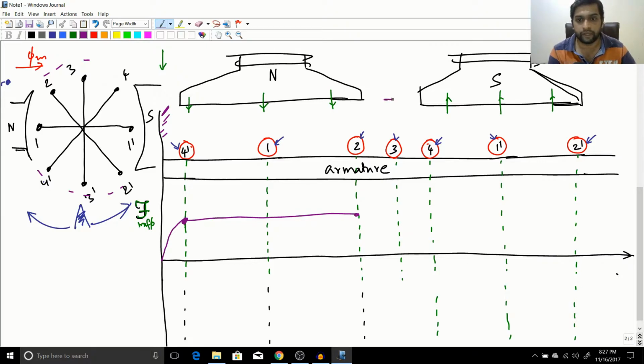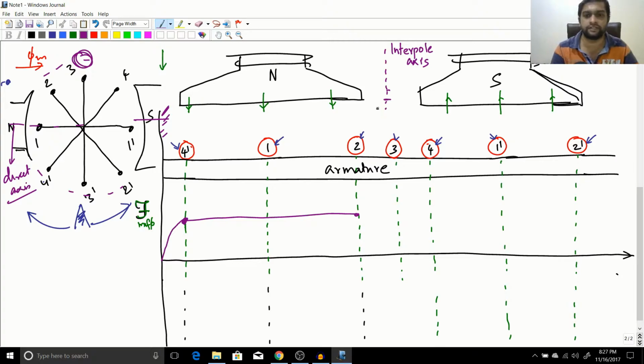Now, what is this particular area here? This particular area corresponds to this area here. Okay, conductor number 3 I have shown here. So this 3 is this area, and between the poles it is called the interpole axis. And the axis of the poles is called the direct axis. There are many explanations for all these things. You can go through all those things later. Okay, so I have drawn all these things and kept.